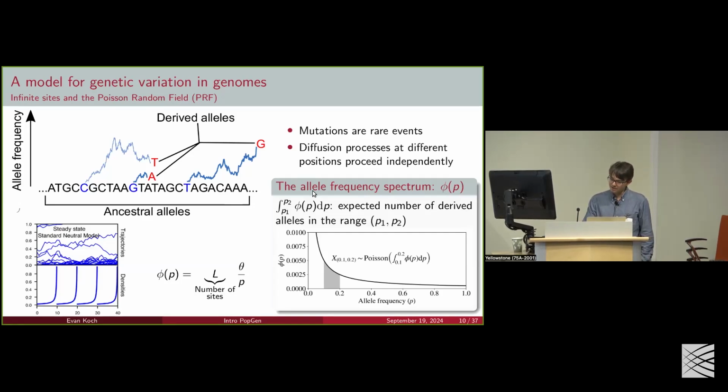Now we can make really nice calculations from this allele frequency spectrum object, such as calculating the expected number of derived alleles we would expect to see in some frequency range. That's going to be Poisson distributed with simply how much mass there is in this frequency range according to this allele frequency spectrum object.